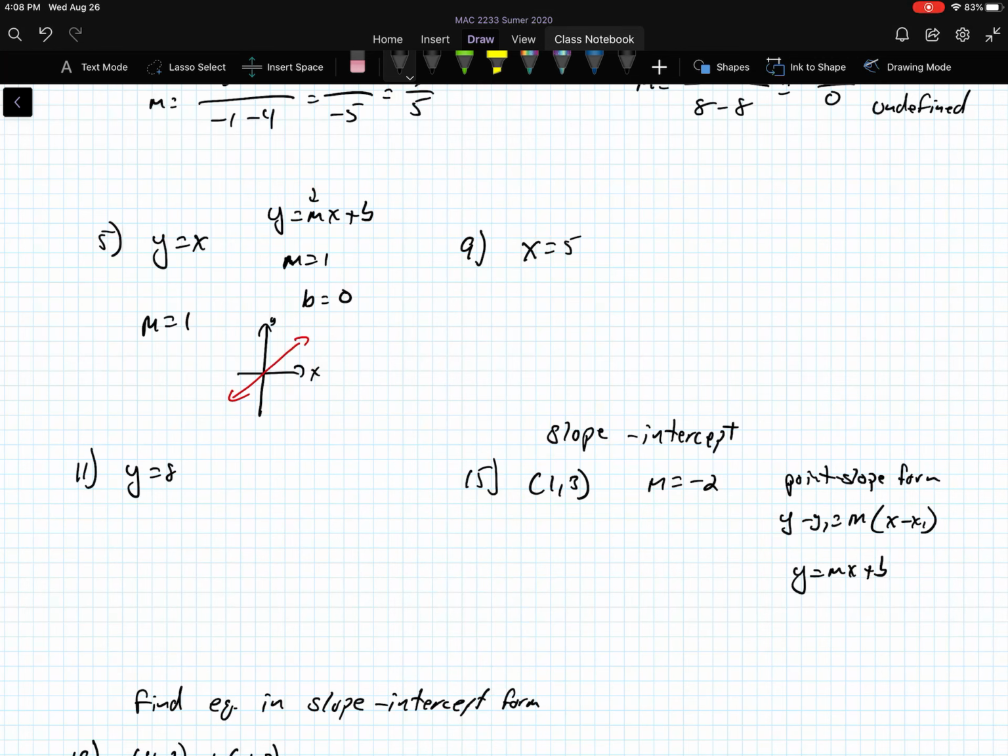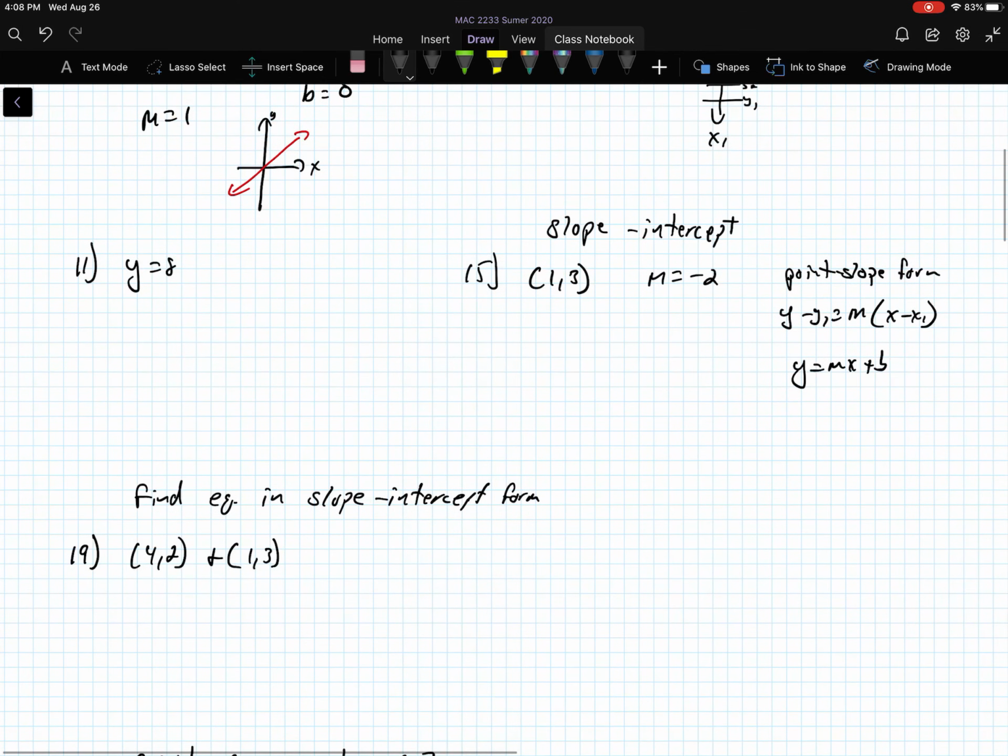So looking at number 9, if you remember, if x is equal to k, that means that m is undefined. And the reason it's undefined is because if we think of a vertical line, right, here you have y1, here you have y2, here you have y3, it never changes. And so that means that every time you move up, the x are equal to each other. So here the slope is undefined.